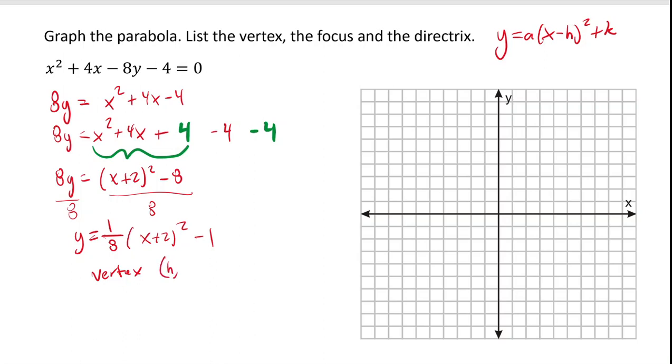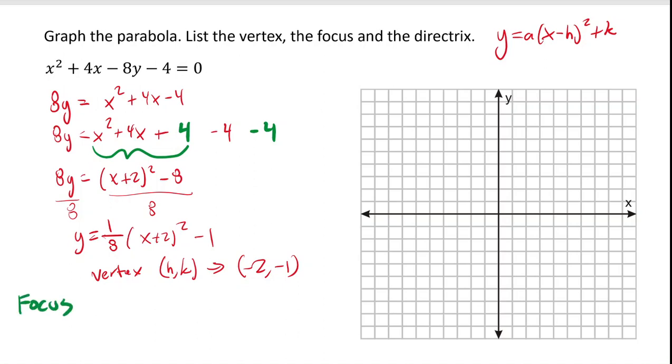(h, k) is, just for this one, (-2, -1). And the axis of symmetry, by the way, would be x equals -2. I don't really care that much about this right now, although it's important to know that the focus and the vertex are always along the axis of symmetry. But we want to know the focus.